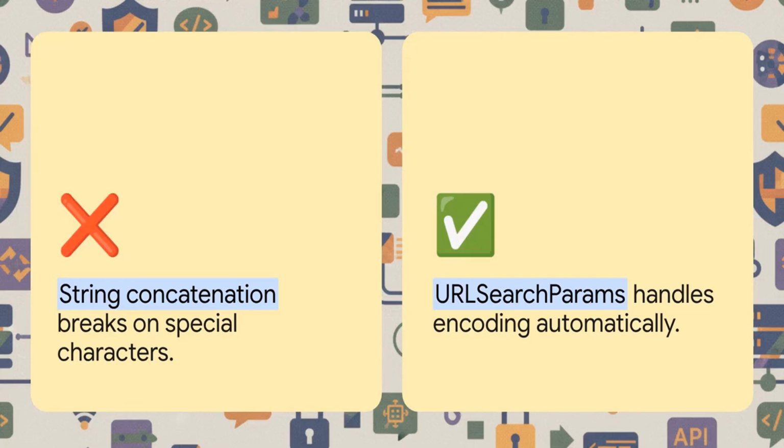Now, when you're building out that query, here's a massive pitfall. Manual string concatenation is a total anti-pattern because it immediately breaks on special characters. Let's say a user searches for a name with spaces or an ampersand, like Jose and Morty. A manual string will just create an invalid URL and completely break your request. Instead, the pro pattern is to use JavaScript's built-in URLSearchParams. It safely and automatically handles all that tricky character encoding for you, so your query strings are always perfectly formatted.